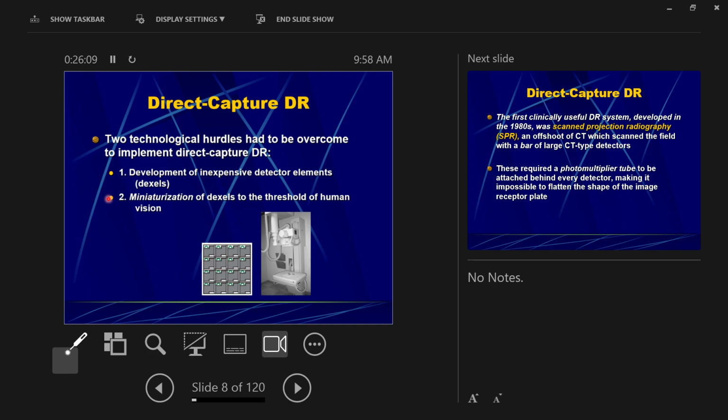We have miniaturized them below the threshold of human vision. We can't see evidence of an individual detector cell now, okay? If we could, the image would look blocky to us.